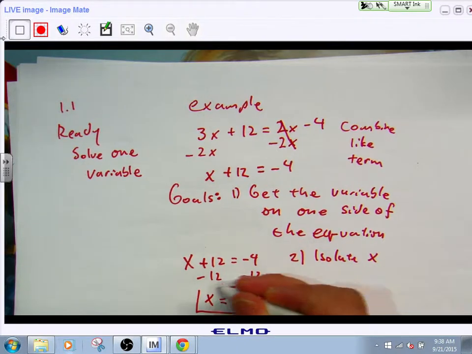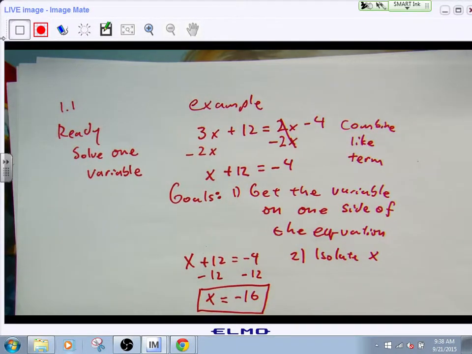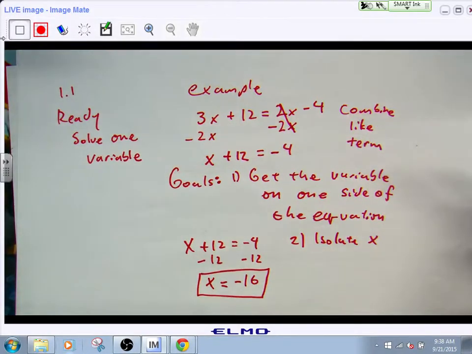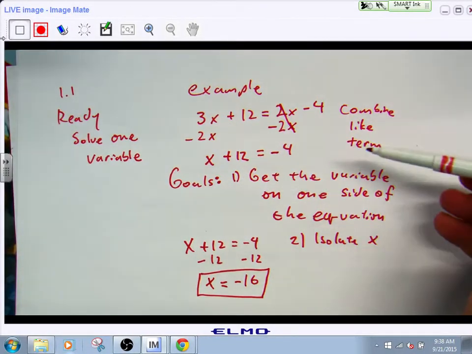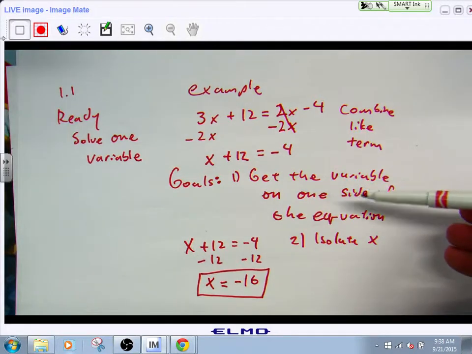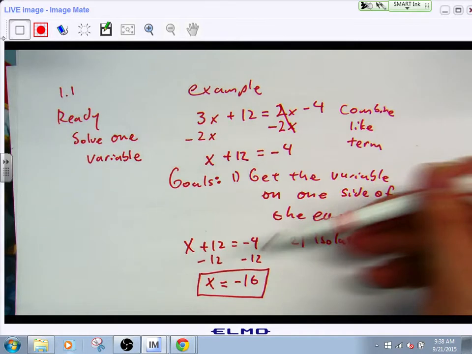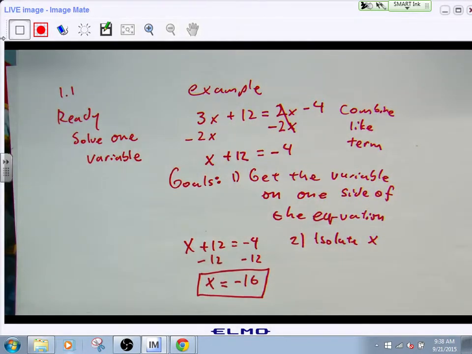Okay. Nothing too crazy, but it does add a little bit of a wrinkle when we have x's on both sides of our equation. But as long as you, one, get the variable on one side of the equation, in this case we did this by subtracting, and then you isolate your x, and thus we've solved for it. Just be mindful of that as we move forward.